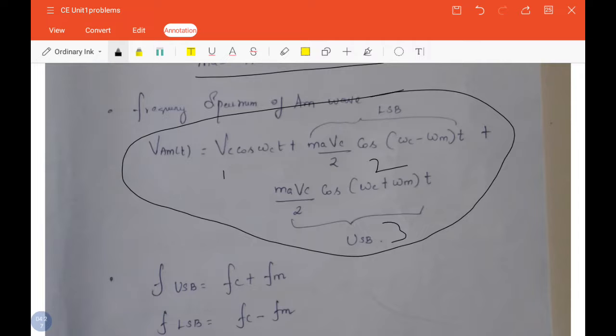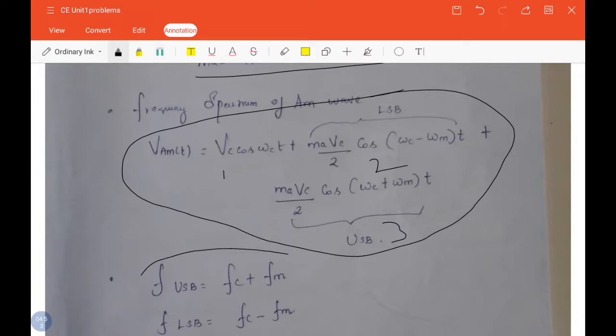If they ask you to calculate the frequency of the upper sideband and lower sideband, you can calculate it like this. f_USB is fc plus fm, adding the carrier frequency and the modulating frequency gives you the upper sideband. And fc minus fm, the difference of the two, gives you the lower sideband frequency.